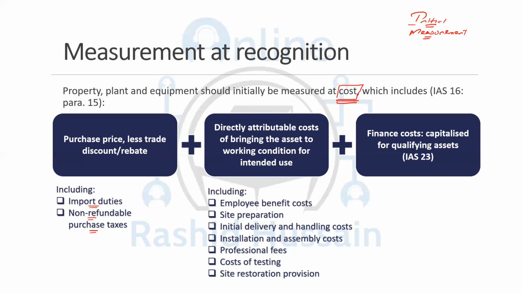Now it's on the port. I pay the non-refundable taxes. I need to bring it to my company. I will be bearing the transportation cost, initial delivery or handling cost. Let's assume I'm going to install it, and for installation, I need to prepare a site for it. The site preparation cost. Someone will be coming to install that asset.